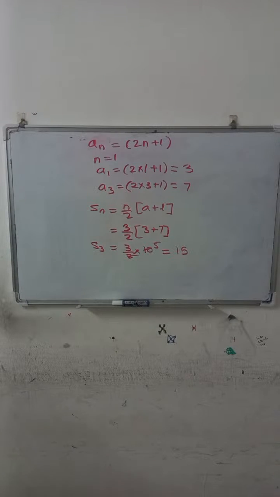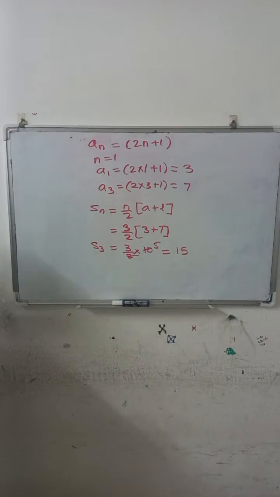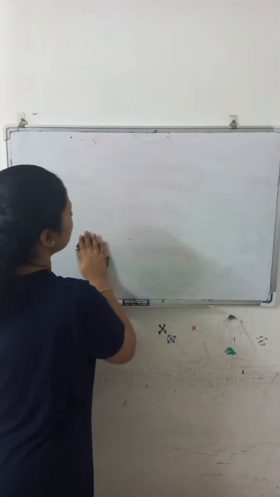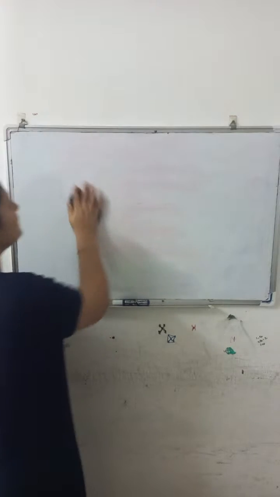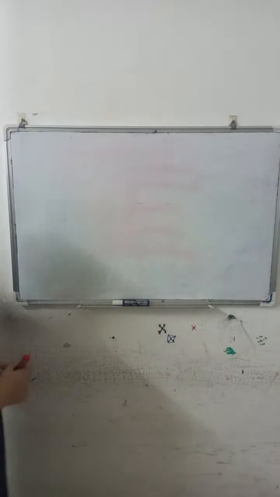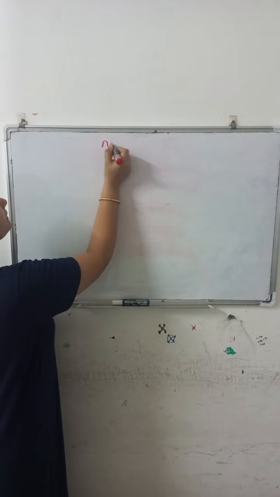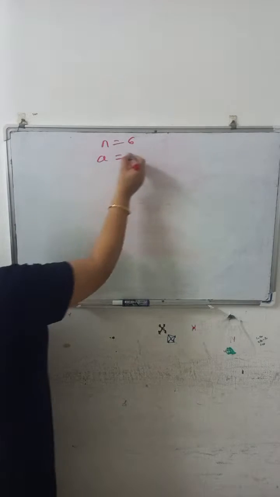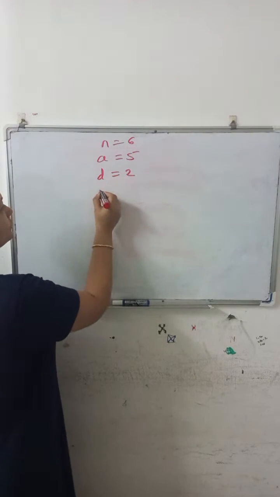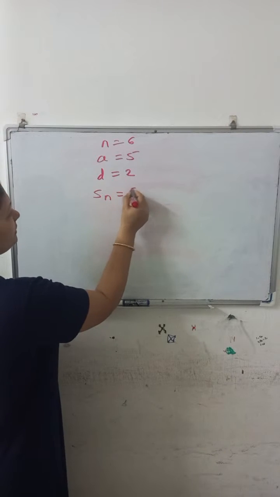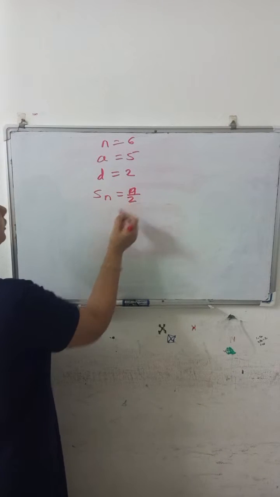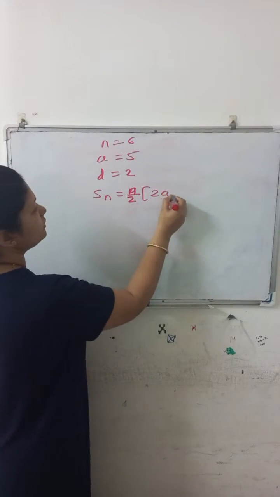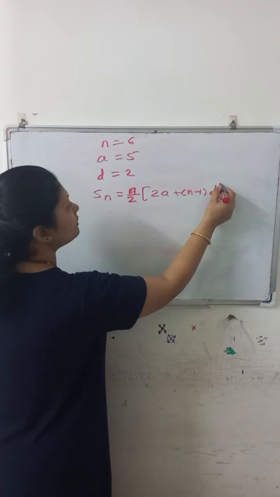Okay, so here you can solve, you know how to solve this. Common difference is given, first term is given, and they are asking the sum of 6 terms. So n is nothing but here 6. A is nothing but how much? Minus 5. Okay, A is minus 5, common difference is 2. Sum of n terms is nothing but n by 2. Inside the bracket, here there is no last term, so 2a plus n minus 1 into d.